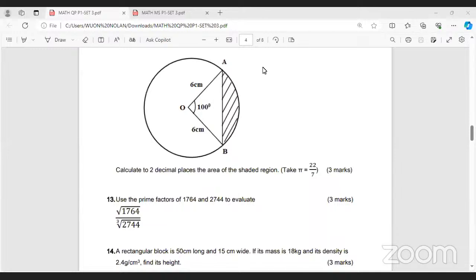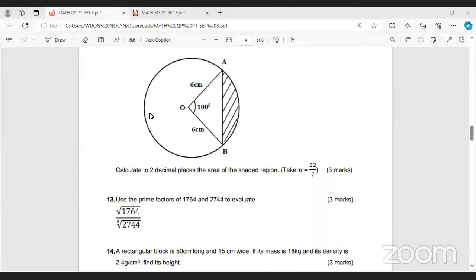So let's be together as I put something across. The shaded region is called a segment. For us to get the area of a segment, we need to get the area of the sector, and the sector is AOB. And also we need to get the area of the triangle. Again, the triangle is AOB.